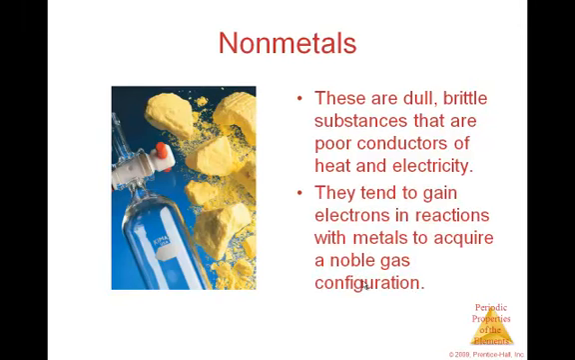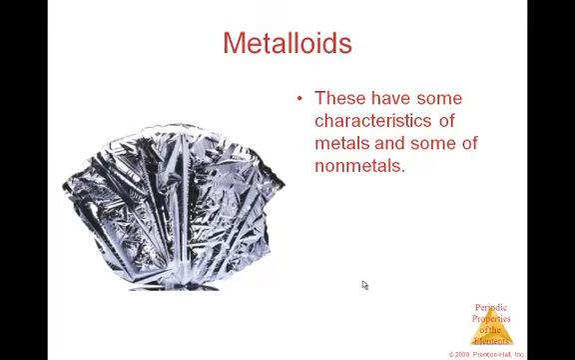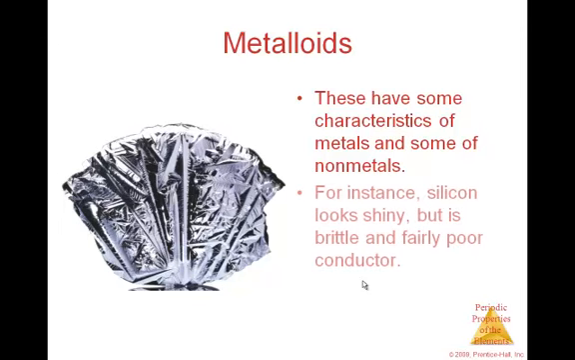These gain electrons in reactions with metals to acquire a noble gas configuration. And substances containing only nonmetals are molecular compounds. Sometimes we talked about that as being covalent bonding, but it's called a molecular compound as well. And most nonmetal oxides are acidic. Metalloids have characteristics of metals and nonmetals, depending, of course, on which one we're looking at. For instance, silicon looks shiny, but is brittle and a fairly poor conductor of electric current.